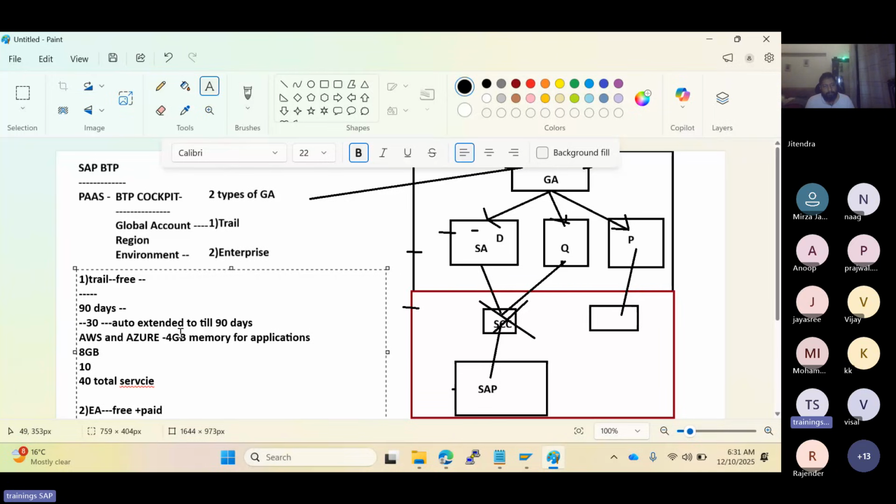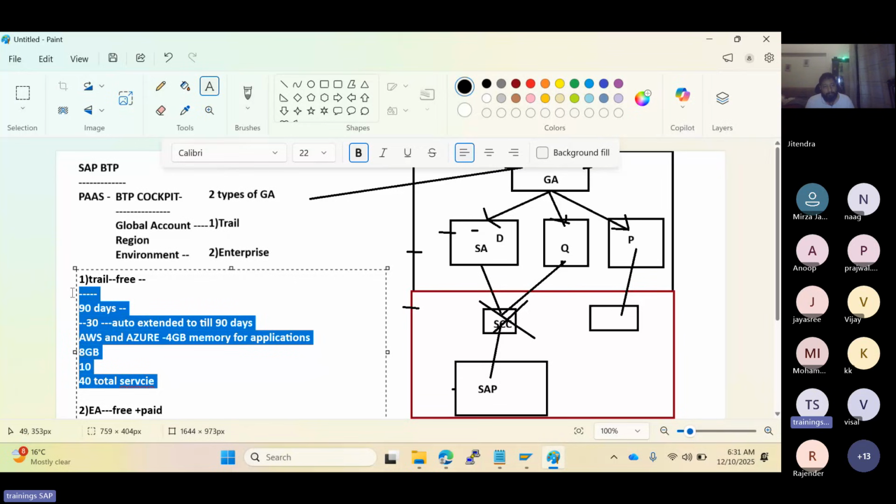So these are the trial account limitations here, right? It's not like the trial accounts are completely 100% free. You get just 90 days only, and two infrastructure partners will support this memory. They will provide the 4 GB memory for each BTP global account: 4 GB for the applications, 8 GB instance memory, 10 total routes, and a total of 40 services in the trial scope here. Okay, so that is the BTP.